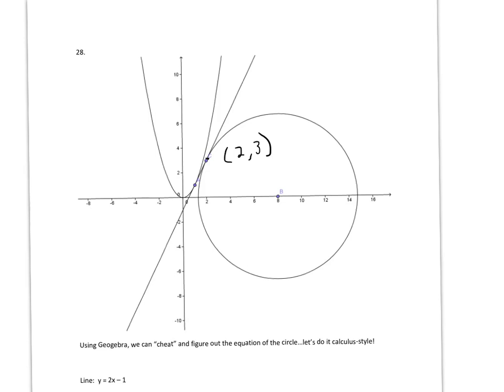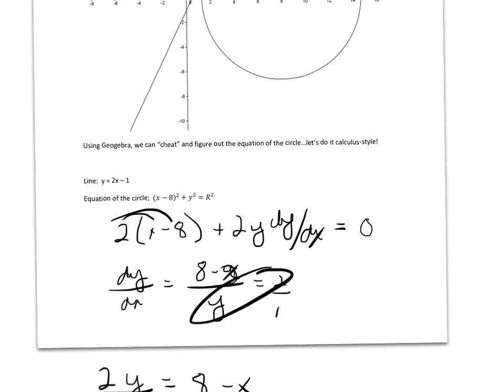If I know that that point is (2, 3), then I can put it into my equation for a circle and find r squared, which is really the only thing I needed to find. So x was 2, so just a little mental math here. 2 minus 8 is going to be negative 6. Negative 6 squared is 36. Plus y was 3, so y squared is 9, and that's going to be r squared. So 9 and 36 is 45. So r squared is 45, which is the value that we wanted. So the equation of the circle turns out to be (x minus 8) squared plus y squared equals 45.